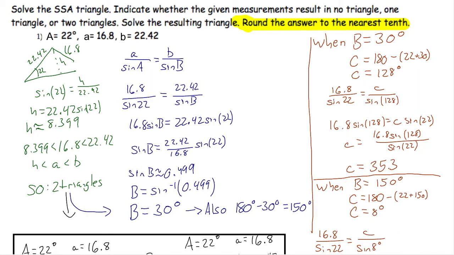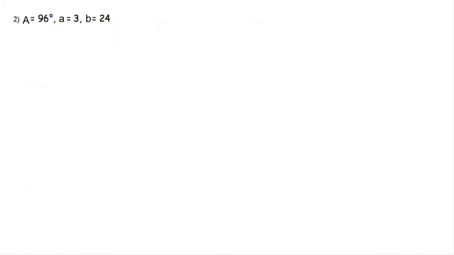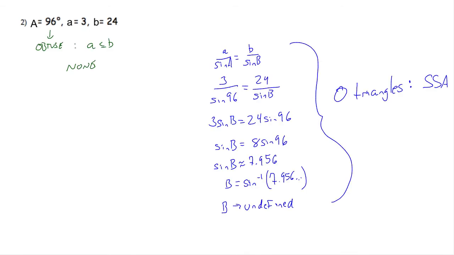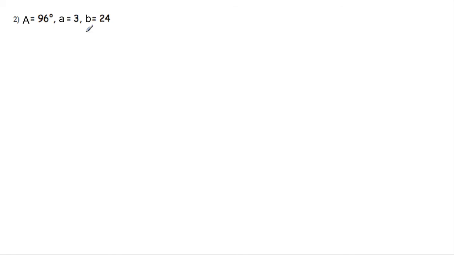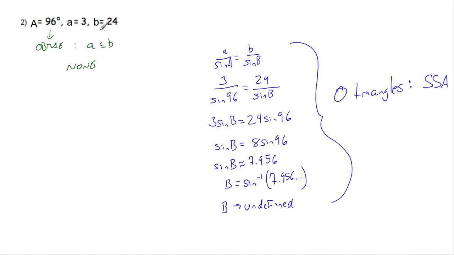Here, just going through this. So here are just some examples. I've already worked these out. So here's side-side-angle. So I see I have these two sides and the angle. So what I do is I set up the proportion first. Now if I go through and solve this, I eventually get here. Sine of B is about equal to 7.956.